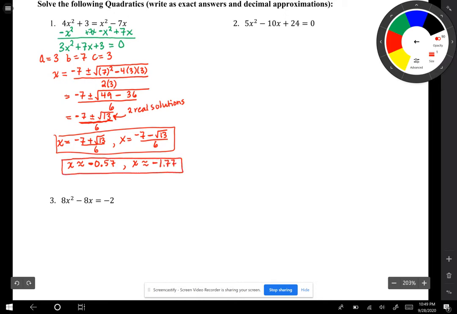Now, which one is a better answer? The exact answer is always better. So if I give you the directions on your homework to give decimal approximations, just ignore it. It just all depends on what kind of calculator you have. All right, for the next particular one, it's already in standard form, so that's awesome. We can identify A, B, and C.